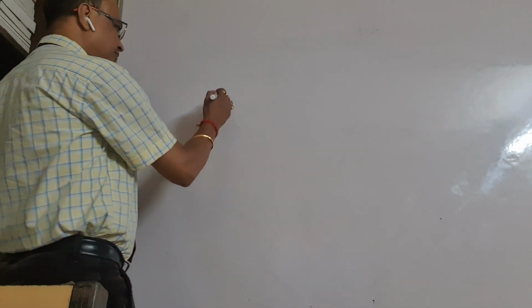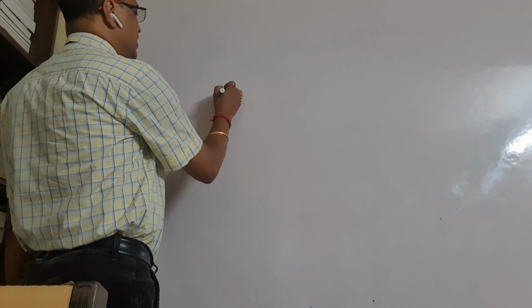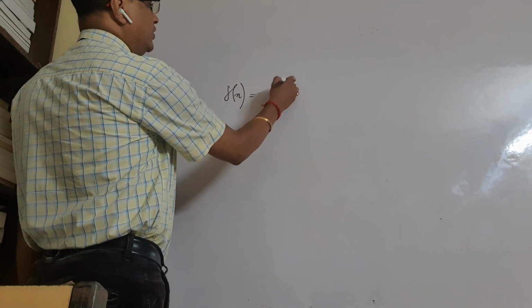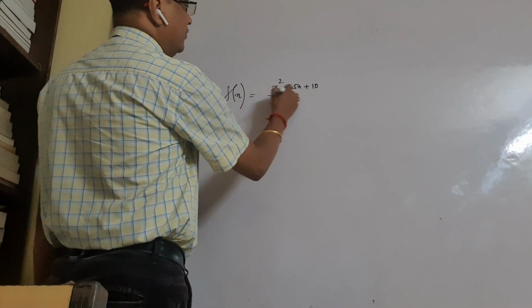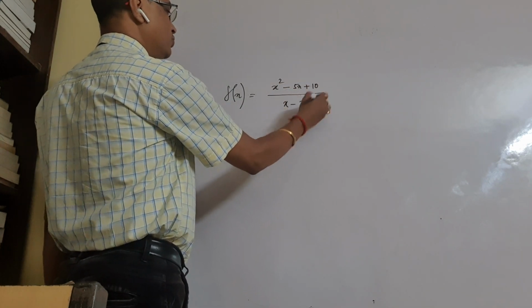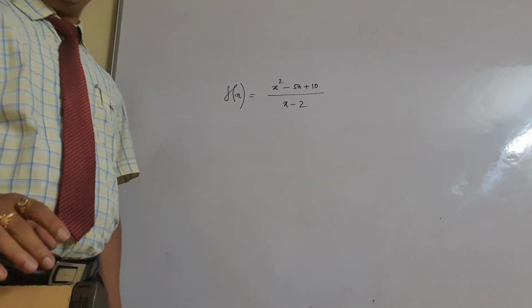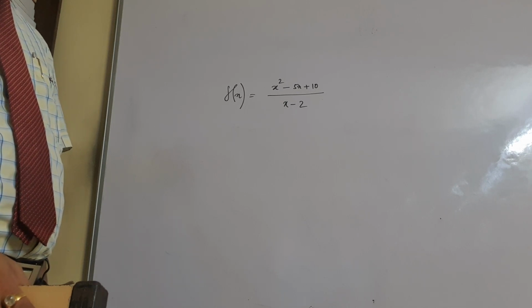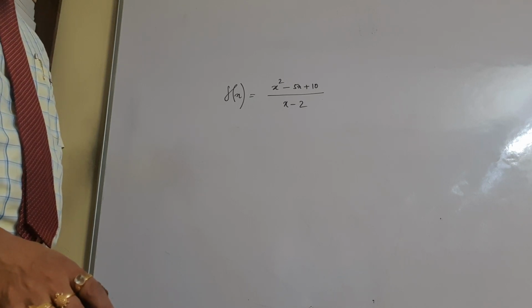Suppose we have a rational function, and we take one example: f of x equal to x square minus 5x plus 10 divided by x minus 2. One simple question. This is a rational function and we want to find its domain. The function is in the form of p by q, so how do we proceed for the domain?